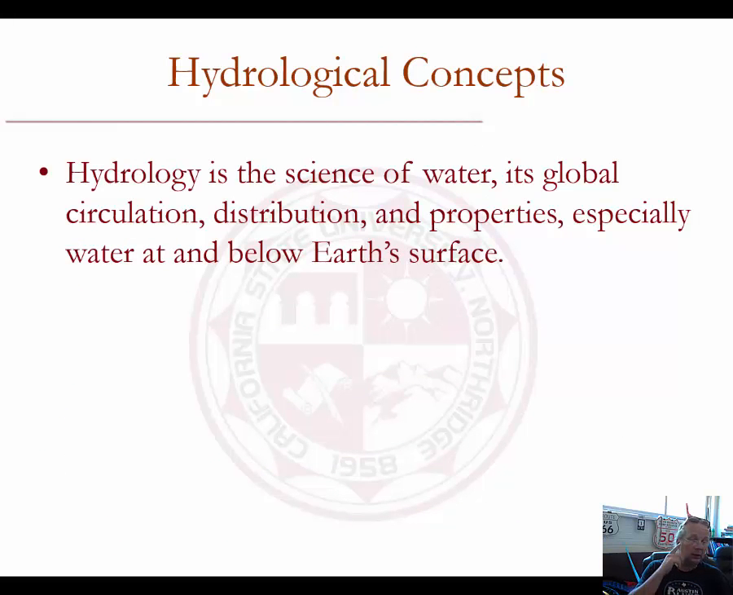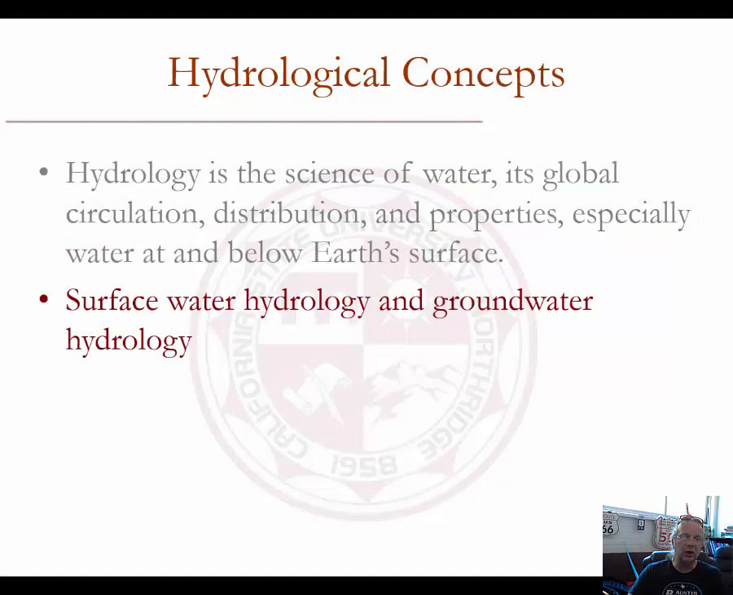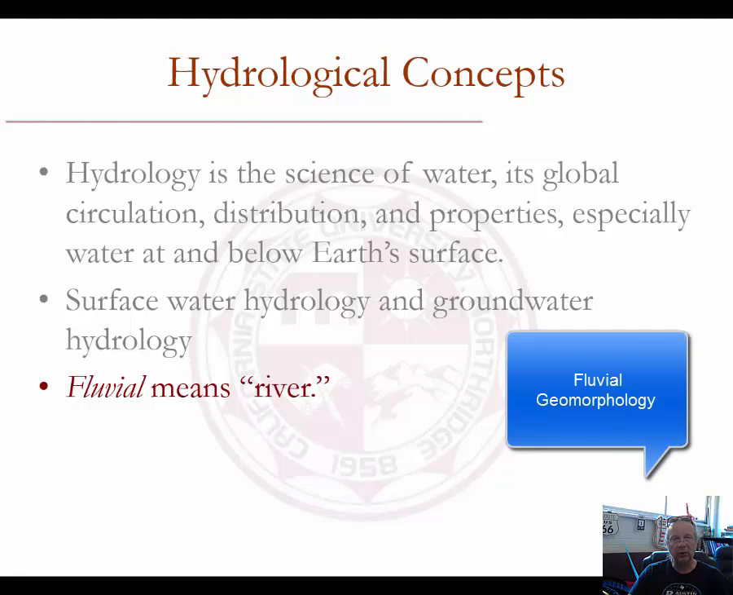Here are some basic concepts. Hydrology is just the science of water: global circulation, distribution, and properties. If you're a hydrologist, you probably are in the geography department. Most of the geographers that study hydrology study surface water, and some do groundwater hydrology. Those geographers in this department are fluvial geomorphologists, and the word fluvial means river.